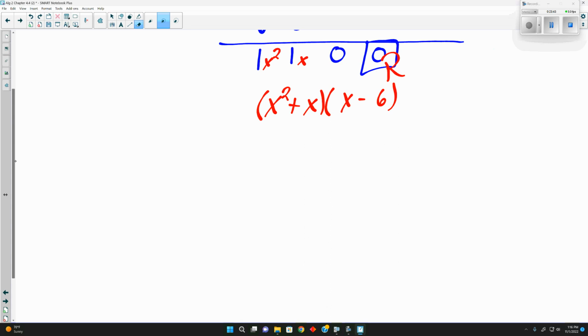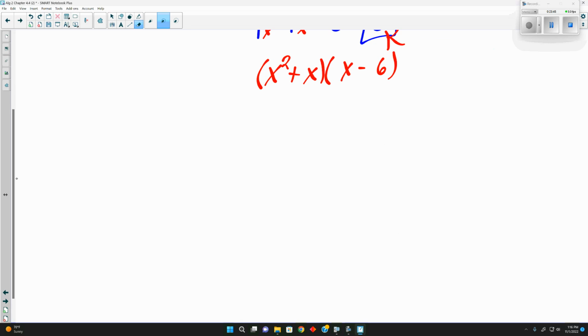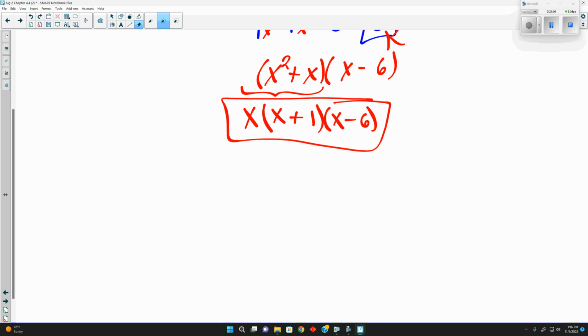But if we look at these two terms, is there a greatest common factor between these two? We can factor it out. So if I factor an x out of x squared, I'm left with x, plus factored out of x is 1, and that's it.